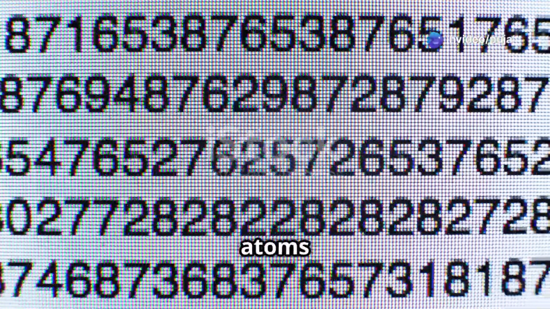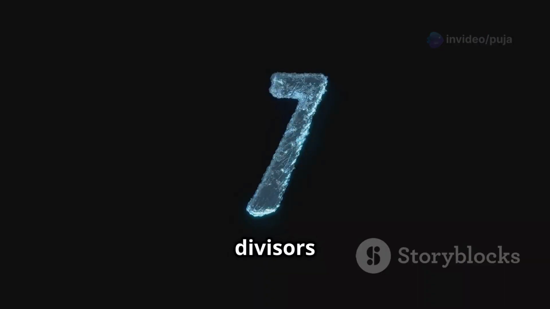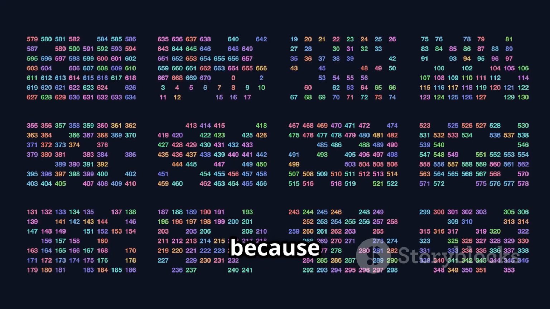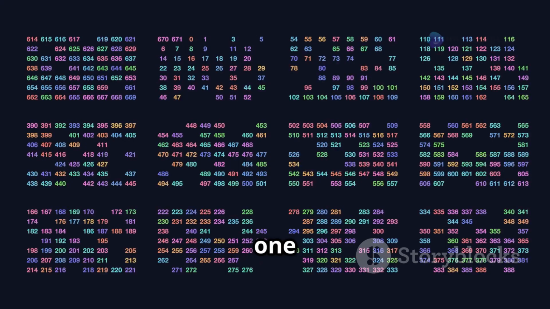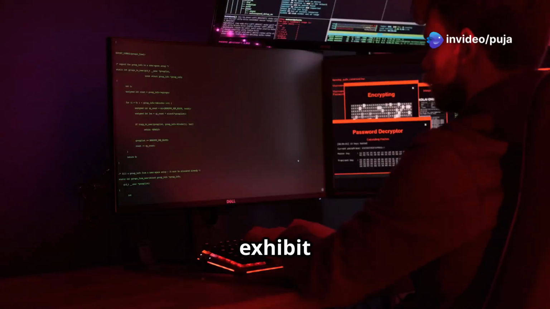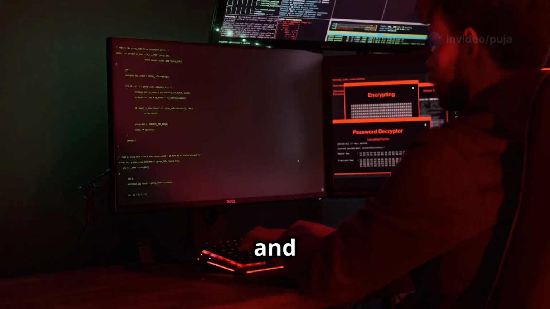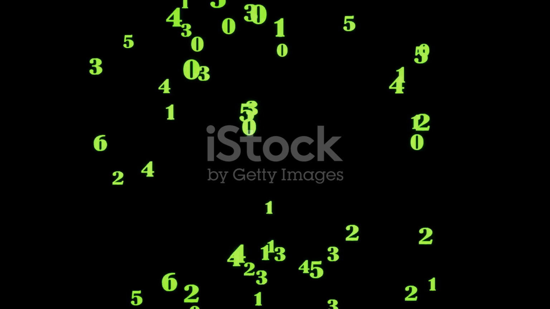Prime numbers are the atoms of the number world. A prime number is a whole number greater than 1 with only 2 divisors: 1 and itself. Prime numbers are fundamental because every whole number greater than 1 can be expressed as a product of primes. They exhibit random patterns and have important implications for cryptography and computer science.